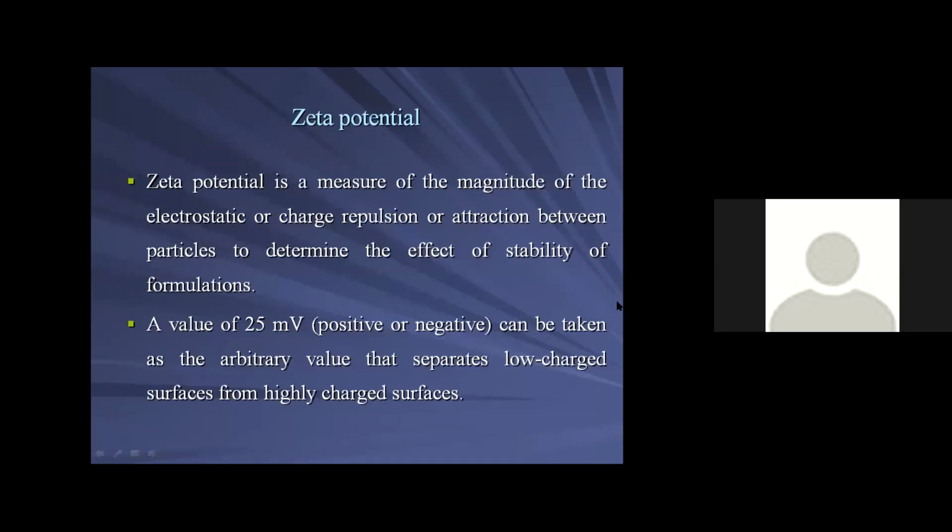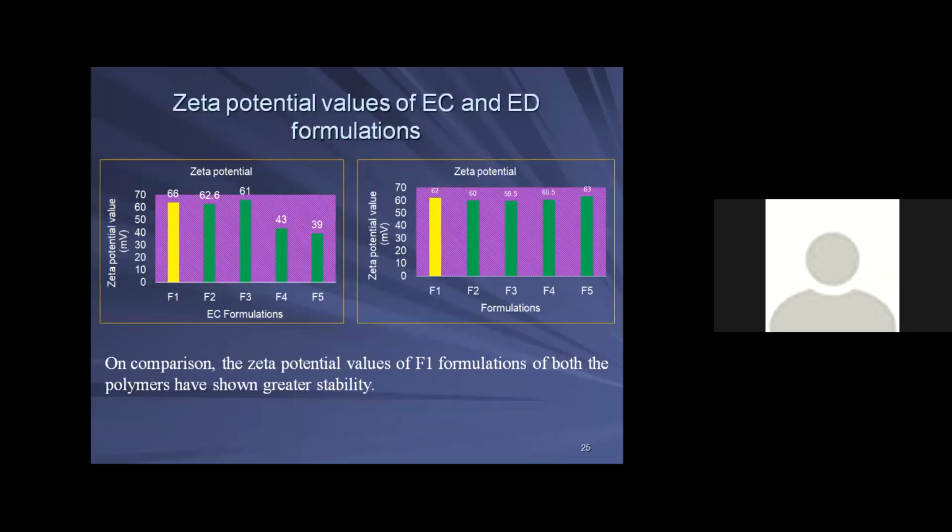Zeta potential is the second parameter. Normally we determine the zeta potential in order to know the stability of the formulation. With nanoparticles, stability is considered the major problem, and improving stability is a challenging aspect. We have to prepare many formulations by altering the drug to polymer ratio. By measuring the zeta potential, we will be able to know whether the formulation is stable or not.